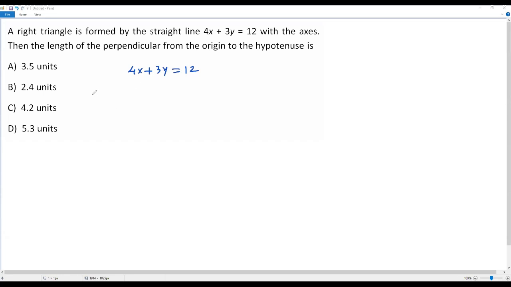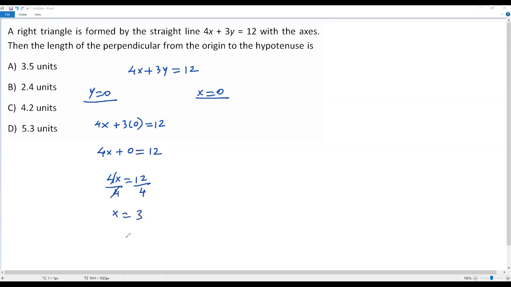To get the x-intercept, I have to plug in y = 0, and to get the y-intercept, I have to plug in x = 0. First, let me plug in y = 0 into the equation. I get 4x + 3 times 0 = 12, so 4x = 12. Now let me divide both sides by 4. The 4 cancels, and I get x = 3. So x = 3 and y = 0. This is the x-intercept.